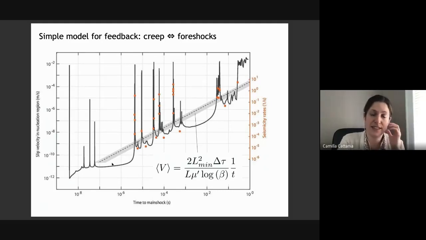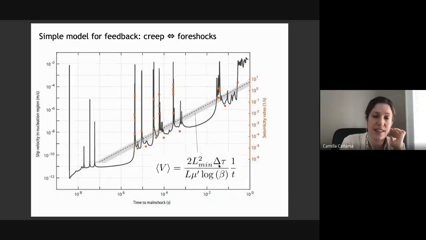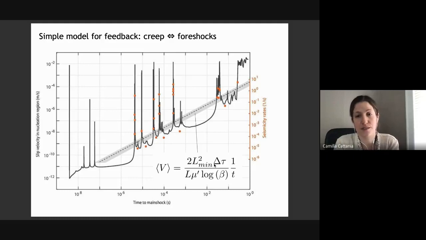You can see this dotted line shows this analytical result with this estimate for the response of creep to the foreshocks. And we also have this 1/T acceleration. And there is some range because the stress drop of the foreshocks isn't constant, so we have some variability. And you can see that to first order, it does explain what we see in the simulations. It is a little bit overestimated.